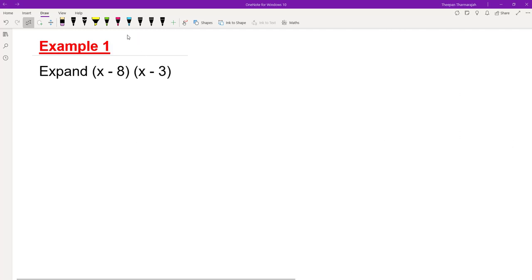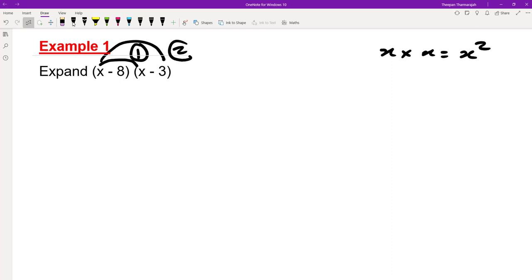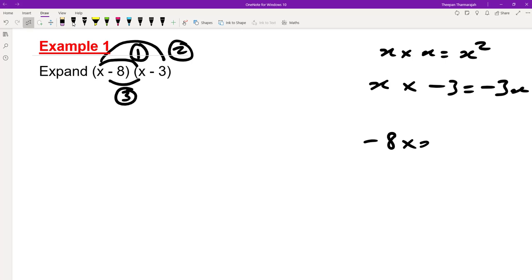Now we've got the next type. So what we do first, we do x times x. So you can write that here. X times x is x squared. Second step, x times minus 3. X times minus 3 is minus 3x. Then the third step, we're going to get minus 8 times x, which is minus 8x. And then we're going to get minus 8 times minus 3, which is the fourth step.